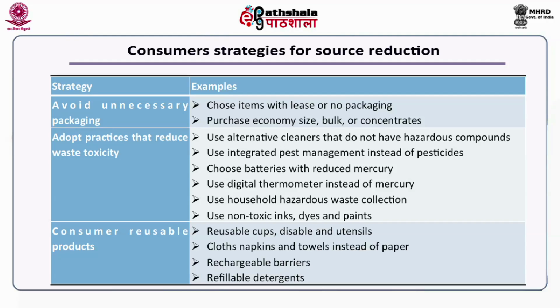You can use digital thermometer instead of mercury. You can choose batteries with reduced mercury. Then you can use non-toxic inks, dyes and paints. Also you can use household hazardous waste collection.